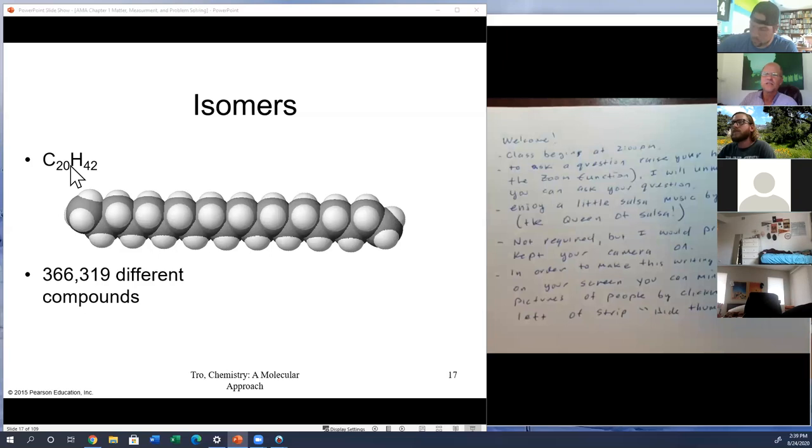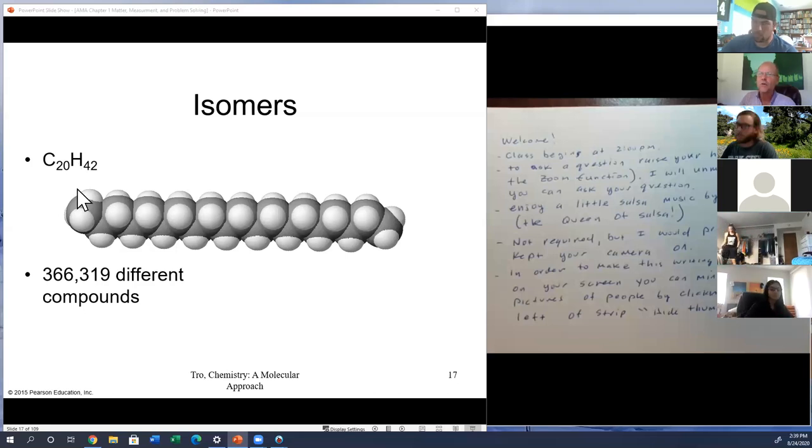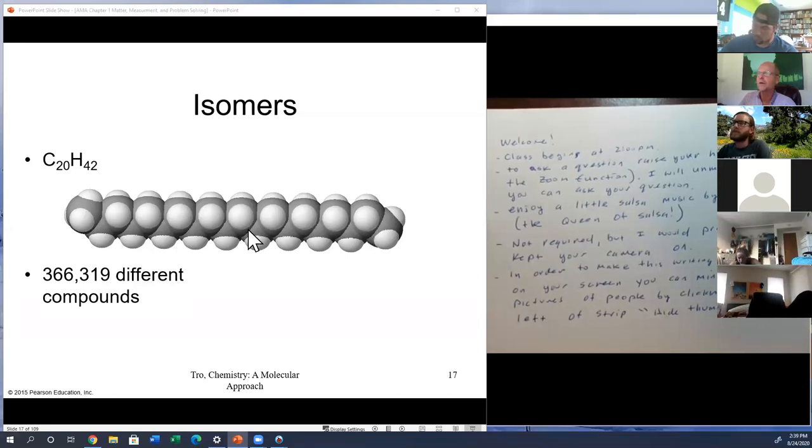So for example, just to show you, this is the molecule C20H42, okay? It consists of 20 carbon atoms, which you can see here, and 42 hydrogen atoms, all right? This is one way to put those atoms together. In fact, there are 366,000 different ways to put them together. So there are 366,000 different compounds that have this same formula. And they all have different properties, different boiling points, and everything else, right? So how the atoms are structured is hugely important. And again, that's what we want to try to understand.